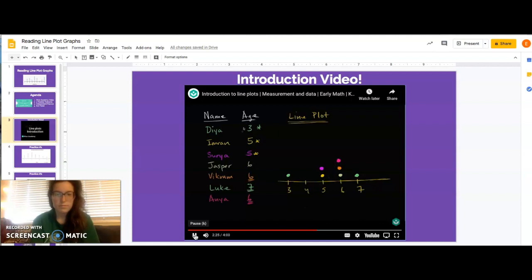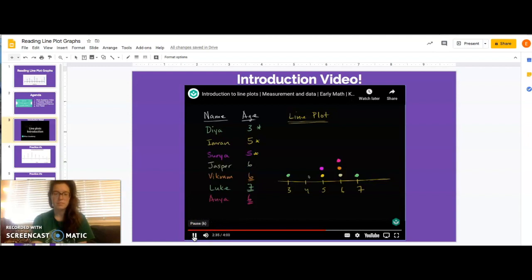So just like that, I was able to take all of the data that I have in this table, and put it on this line plot. And the reason why this line plot is useful, if you're wondering what he meant when he said data, that's just a fancy word for the information that's in our chart here.